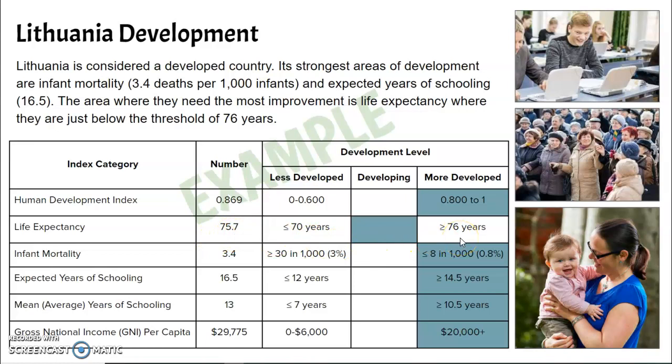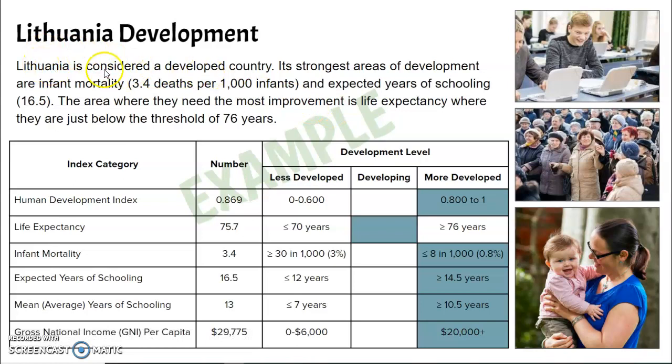76 would be more developed country. They're a little bit low there. So as I put in all of these and then shaded in the area, then my summary is Lithuania is considered a developed country.